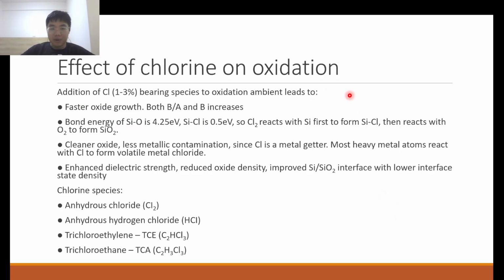I'll also cover the effect of chlorine on oxidation. It is experimentally observed that the addition of 1 to 3% of chlorine-bearing species to the oxidation environment leads to faster oxide growth, with an increase in both the linear and parabolic rate constants. This can be explained by chlorine acting somewhat as a catalyst. We note that the bond energy of silicon and oxygen is 4.25 eV. However, that of silicon and chlorine is just 0.5 eV.